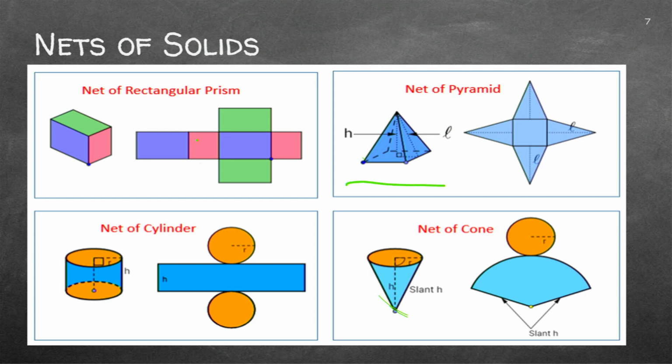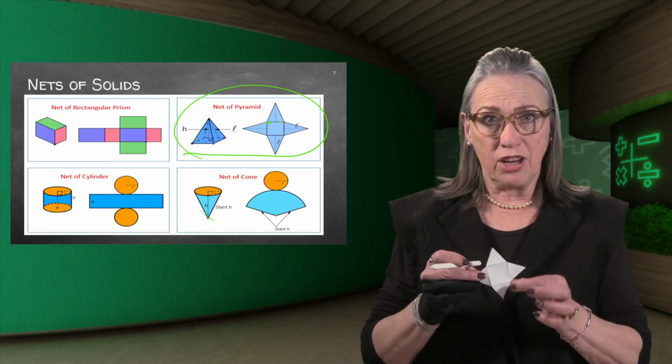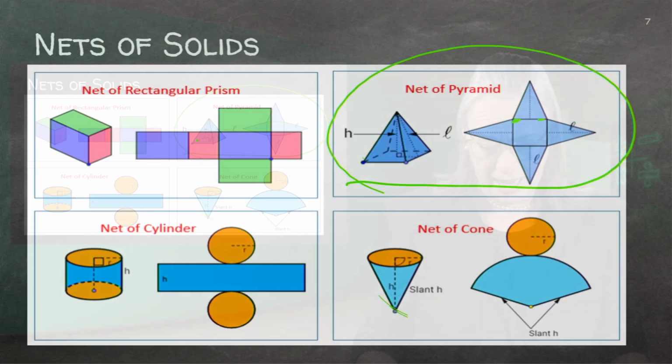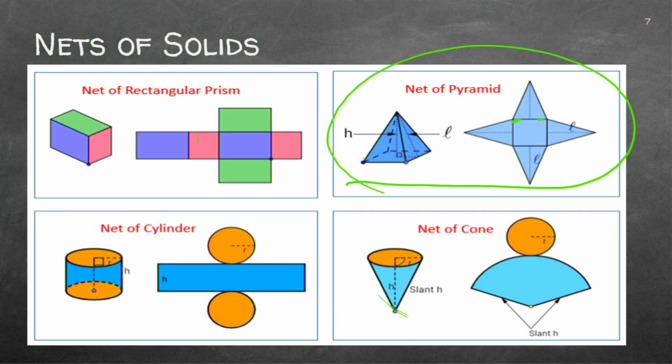Let's look at this example. I've just showed it to you. Can you still remember? What is it? A square-based pyramid. Remember, like this example I got? A square-based pyramid.